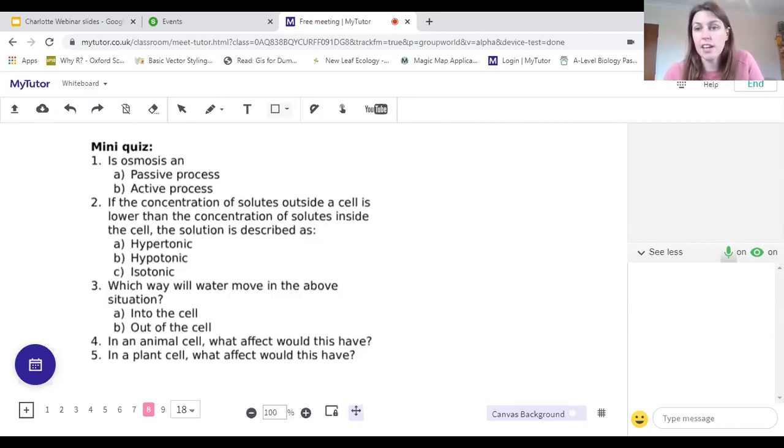This doesn't take any energy from the cell. It's all done on those concentrations across the membranes. Okay, fab.